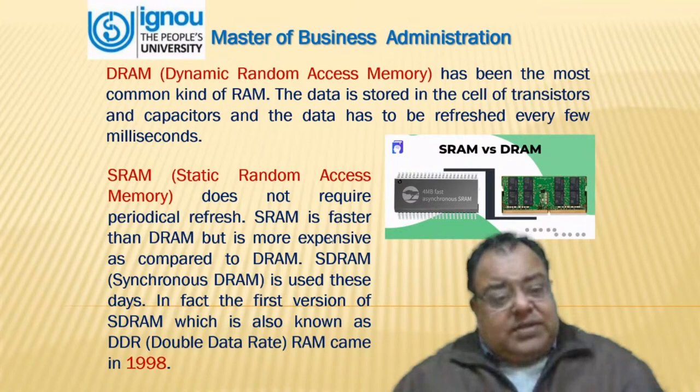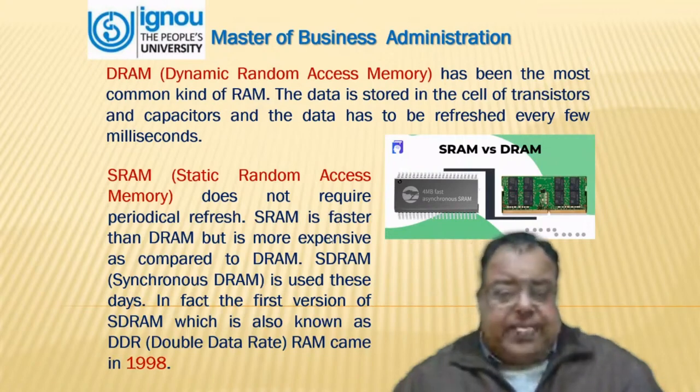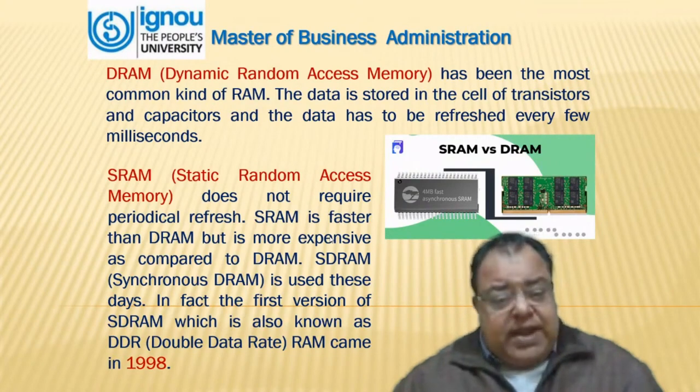Another one is static random access memory, that is SRAM. It does not require periodic refresh. SRAM is faster than DRAM, but it's more expensive as compared to DRAM.